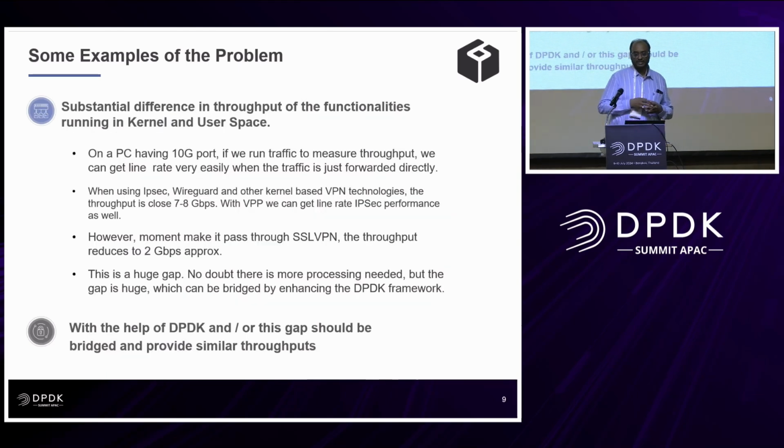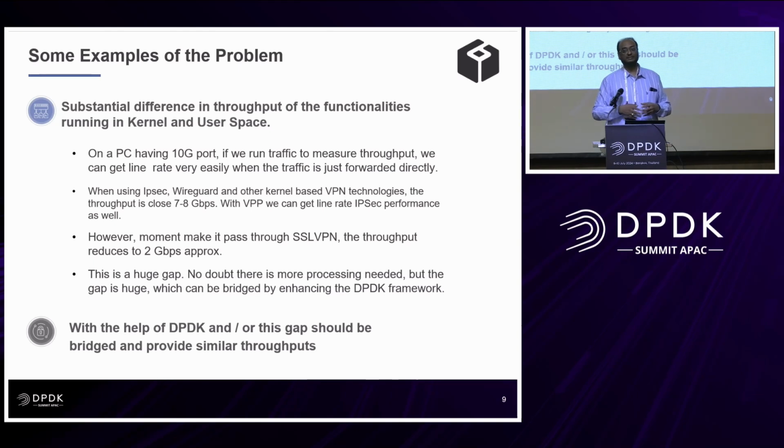Now, I'll give one very simple example. Take any PC which has a 10 gig port. We have been talking about 100 gigs, but let's talk about just a 10 gig port. If I want to pass traffic through a 10 gig port, it will work. You will get line rate, just on a simple PC. Now, the moment you want to run IPsec, if you're running VPP or something, you can get line rate. If you're not running VPP or DPDK, you can get around 6-7 gigs, which is also fine. The moment you start running SSL VPN applications, for example OpenVPN or SSL VPNs, the throughput will go down to 2 Gbps. Now, that's a huge, huge gap.